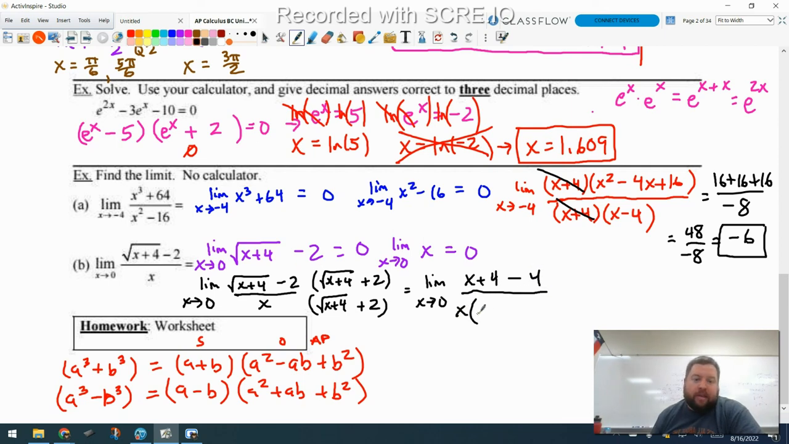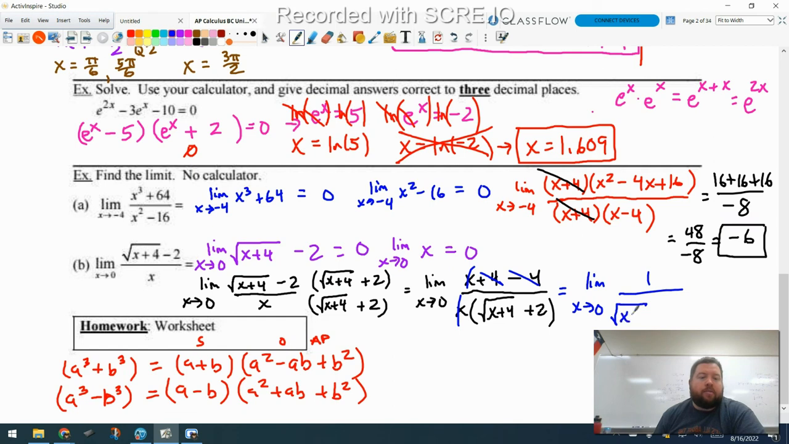Denominator, don't multiply. Leave it with parentheses like this. The reason for that is because everything should cancel, basically. So plus 4 minus 4, that'll always happen on these conjugate problems. And then whatever's left should cancel on the denominator like that. Okay, so now we have the limit as x approaches 0 of 1 over the square root of x plus 4 plus 2. Square root of 4 is 2, plus 2 is 4. So our answer is 1/4.